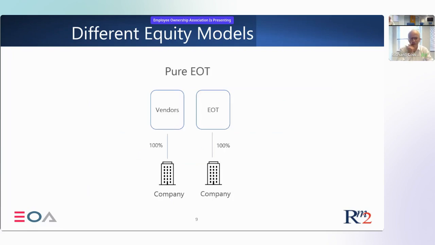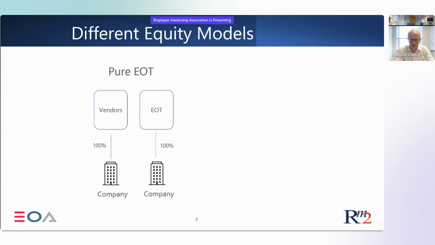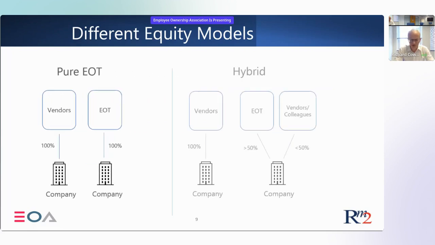So just wanted to speak very quickly about, this is the last little bit, the equity models that you may want to pass. This is your pure EOT. You have the vendors selling the business 100% to the EOT. A lot of people do the pure model. It works. It's actually what RM2 has got, and it works absolutely fine.